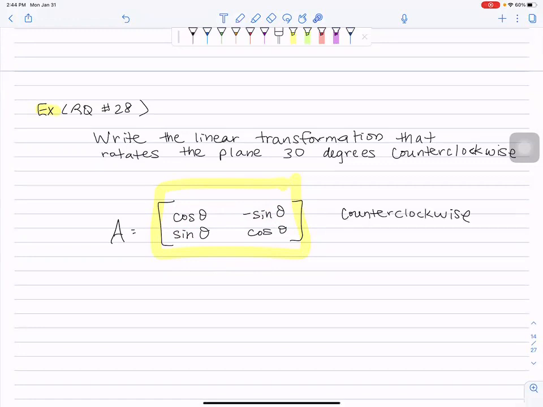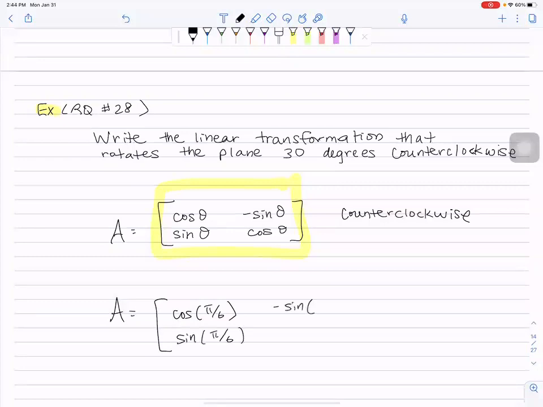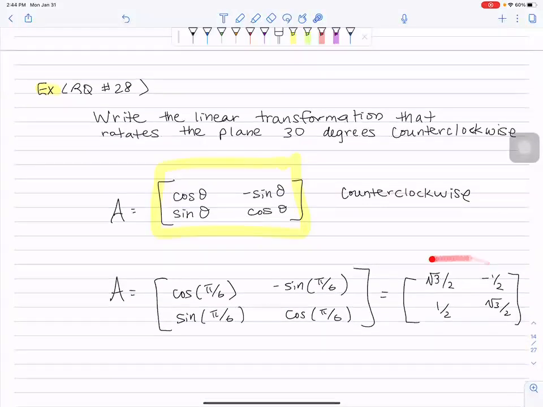So in order to find the linear transformation that rotates our plane 30 degrees, you just plug in 30 for your theta. So our A is going to be cosine 30, which is pi over 6, sine of pi over 6, negative sine of pi over 6, cosine pi over 6, which will equal square root of 3 over 2, a half, negative a half, and square root 3 over 2 again. So this is the matrix that describes the transformation where you rotate a plane 30 degrees counterclockwise.